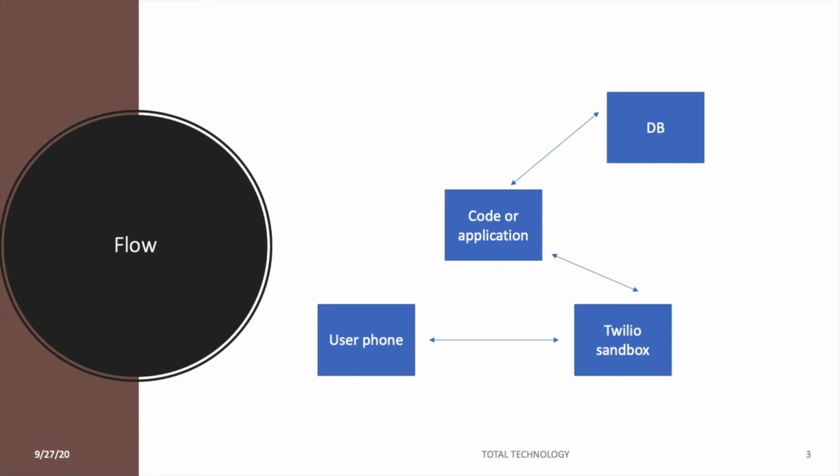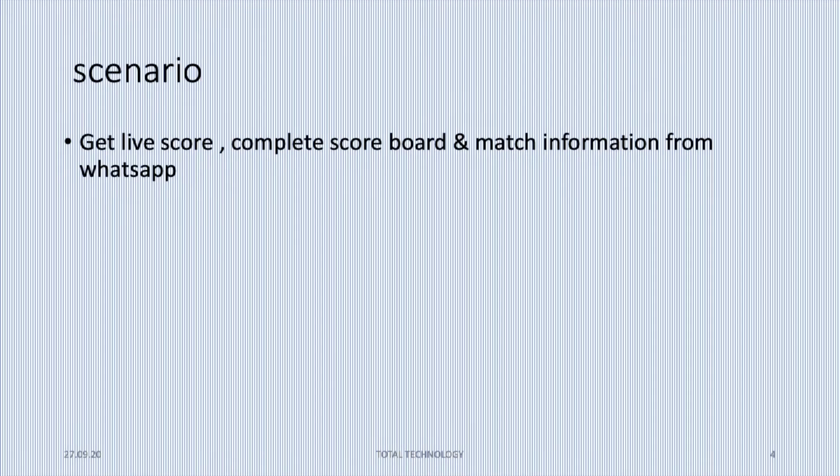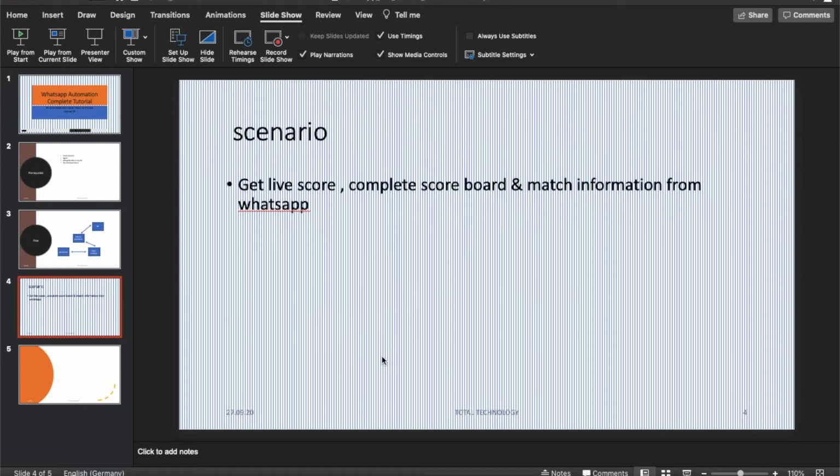Next is the scenario: get live score, complete scoreboard, and match information from WhatsApp. For example, you will have one number, and in that number you type hi, and it gives you the menu. From the menu you select any of the given options. Based on your selected option, it will give you the score, the full scoreboard, or the match details. That is what it is meant for. Okay, so let's start writing the code.